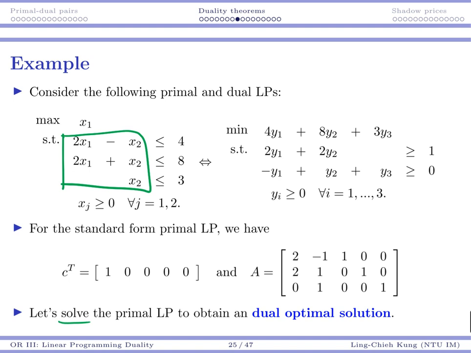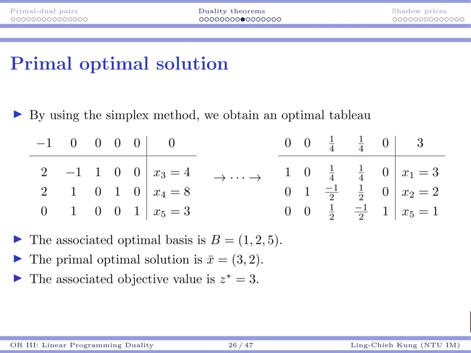So let's try to solve the primal program and obtain a dual optimal solution. We may do the simplex method. A few iterations later, we're going to reach an optimal tableau. So the optimal tableau looks like this. We're going to say x1, x2, and x5 are our basis. So x1 is 3, x2 is 2, x5 is 1. You may verify this by yourself.